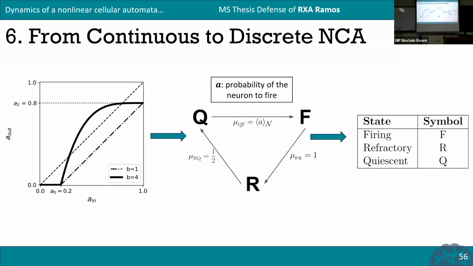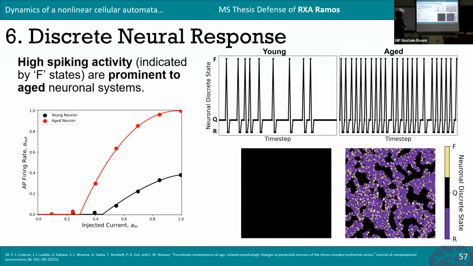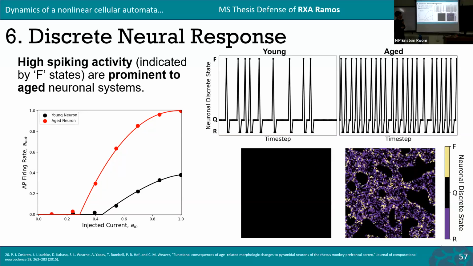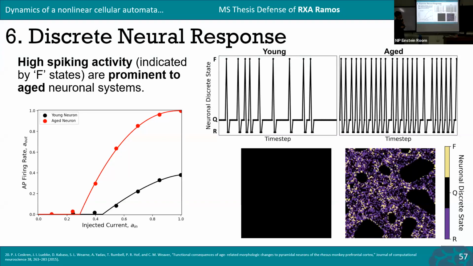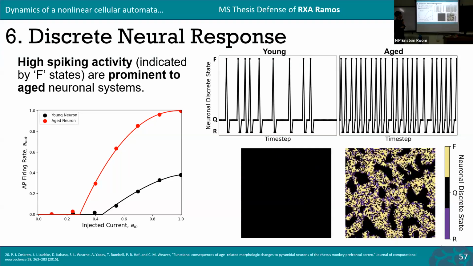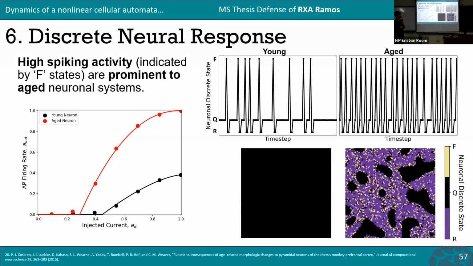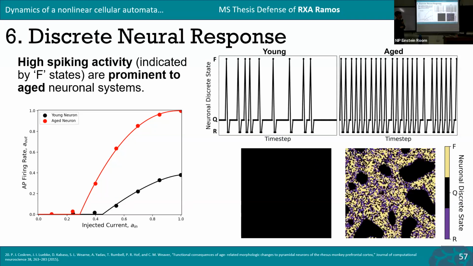But that's for the continuous NCA. We can still use our discrete NCA by considering that the activity A to be the probability of the neuron to fire, so that we can utilize the discrete states QFR from our spiking state regimes. And with this, we obtain the following discrete neural response for the young and aged neuronal systems. So these are the discrete state over time for young and aged, which are now comparable to the recordings that we can obtain using EEGs.